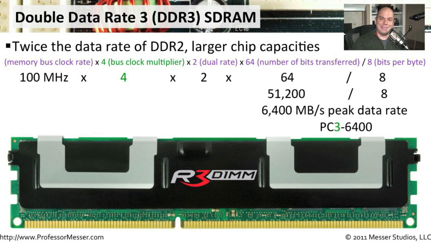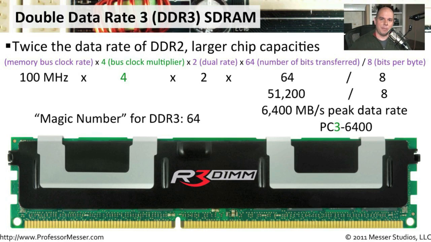The formula is exactly the same except for the bus clock multiplier. And if we've doubled the bus clock multiplier, then we've also doubled our magic number. So that's what you have to remember across these two. Your DDR magic number is 16. Your DDR2 magic number is 32. Your DDR3 magic number is 64.